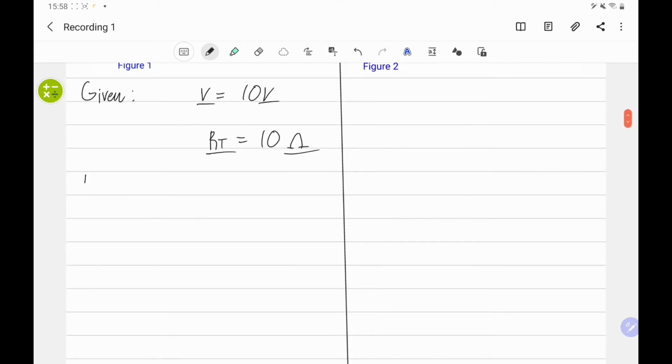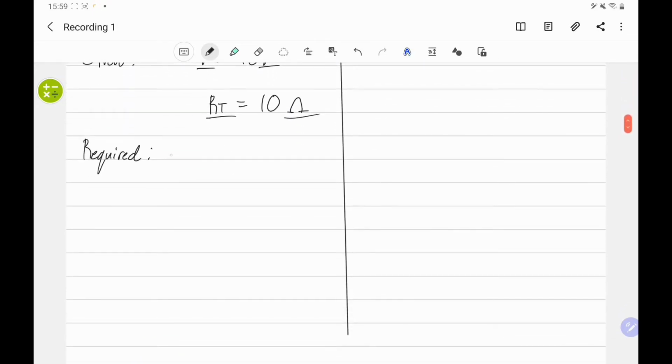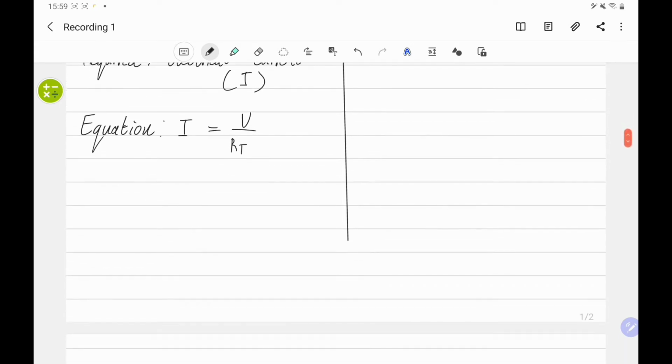Now on to the required. We want to find out the required. And the question here requires us to answer the total resistance given to calculate the current through each circuit. So, the electrical current, and the symbol for that is I. Now, the equation that we're going to use to solve for this question. The equation is I, or current, equals V, or voltage, divided by RT, which is total resistance.